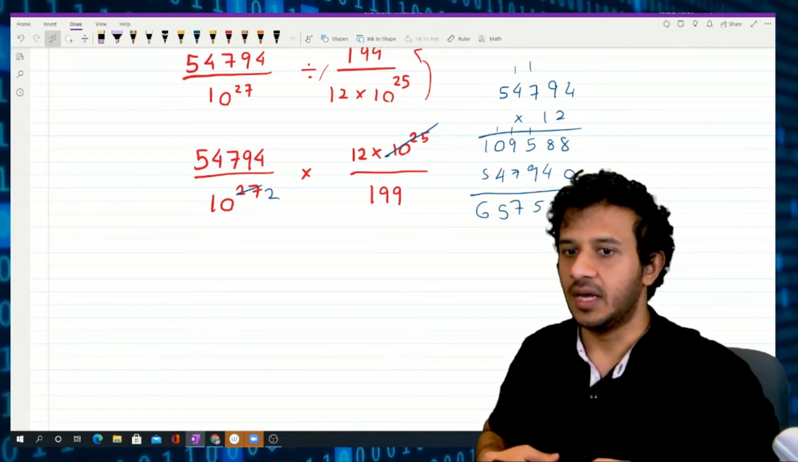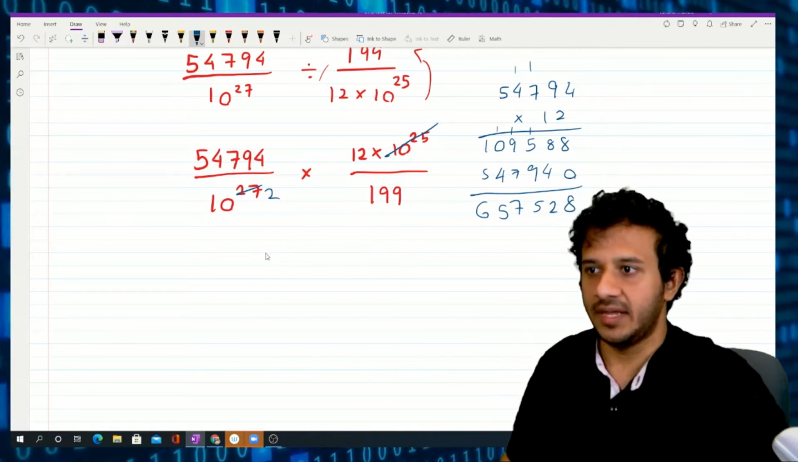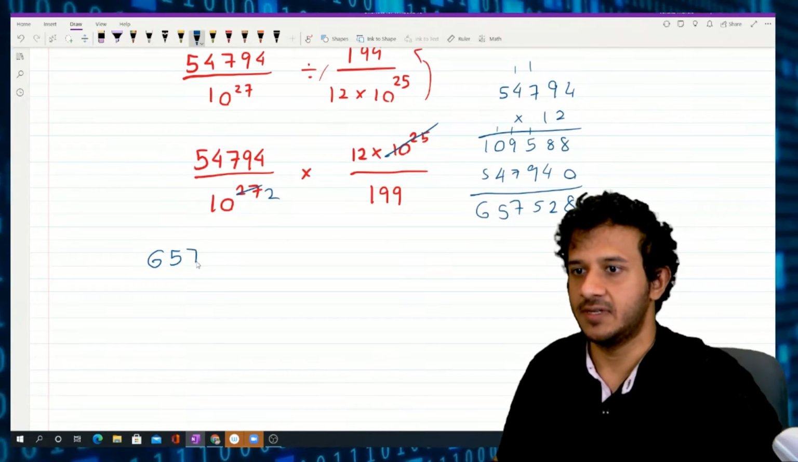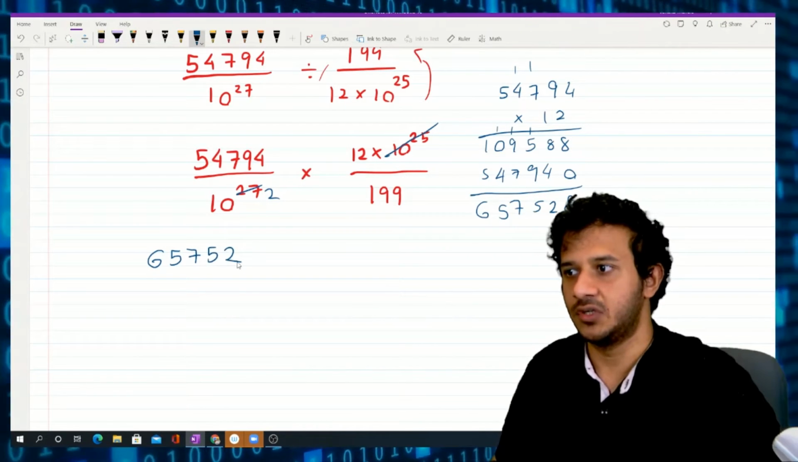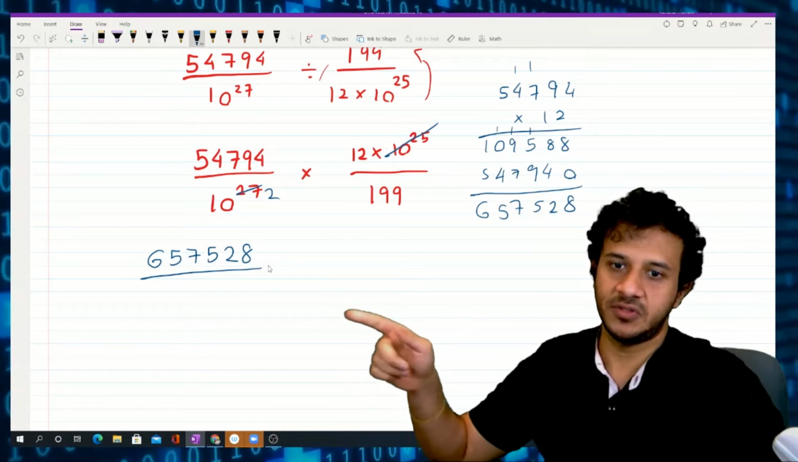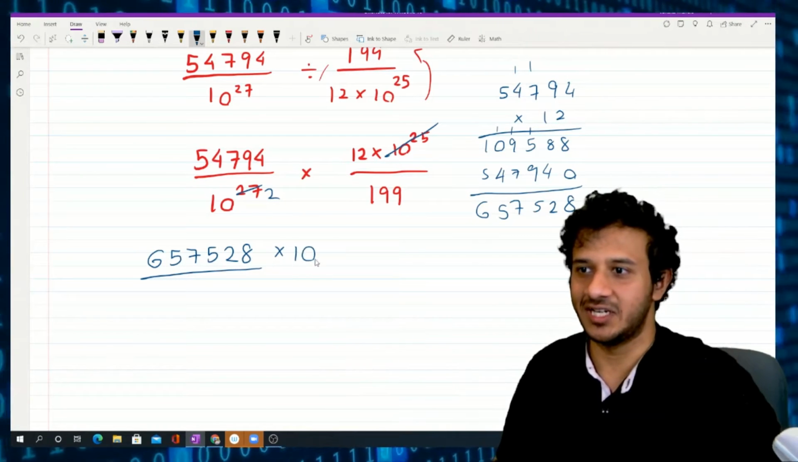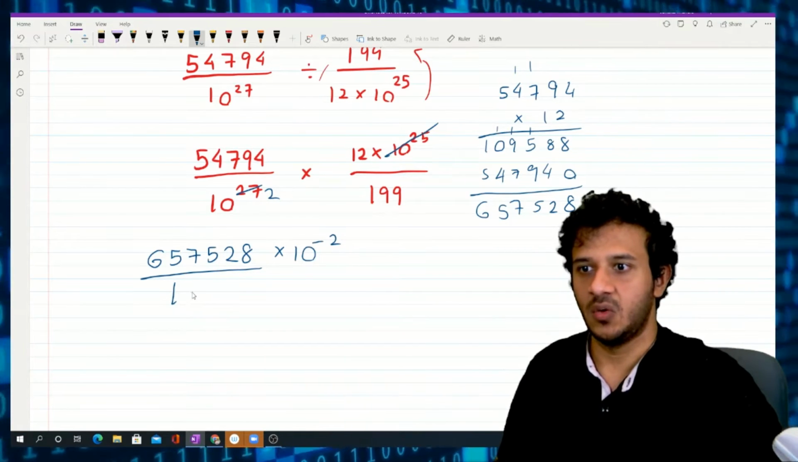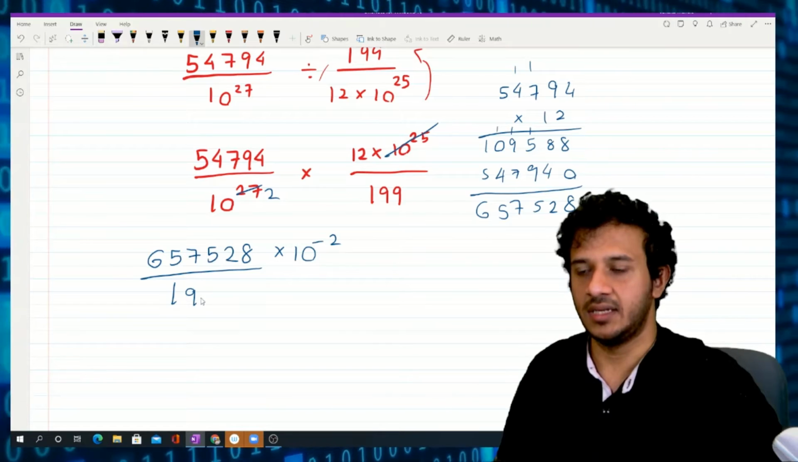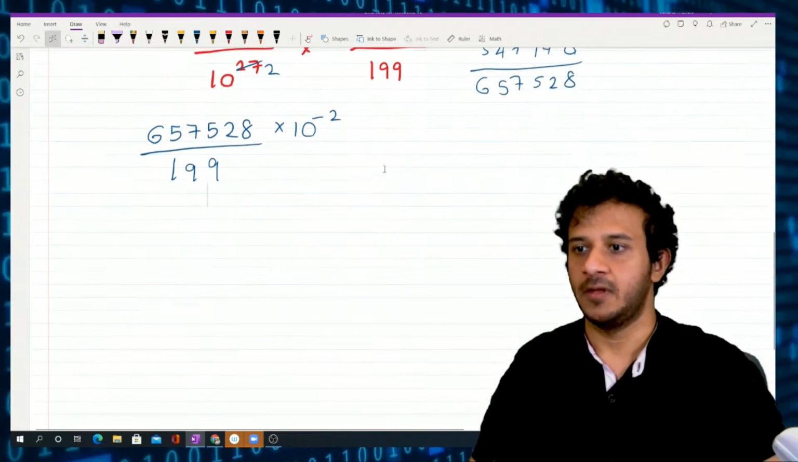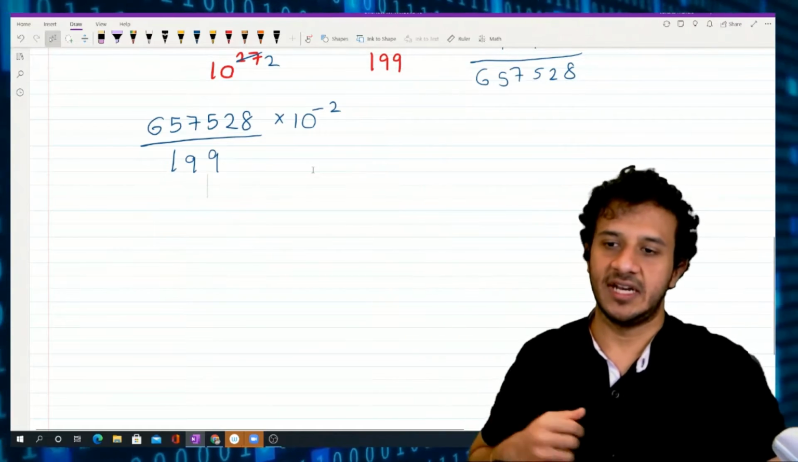Okay, and then I can write this as 657528 over 10 to the power of 2. I can write it up here as 10 to the power of negative 2. And then here I will get 199 divided by 199. Okay, now we have to start to divide by 199.